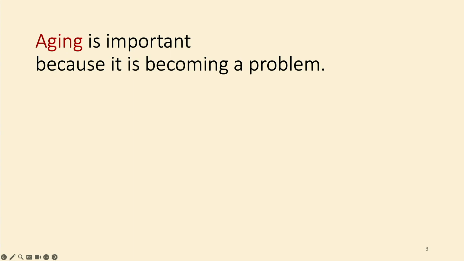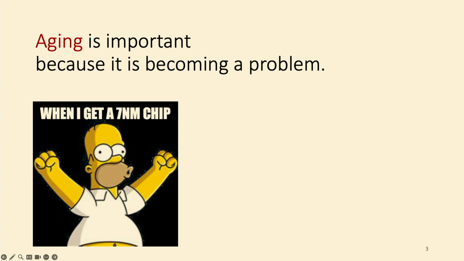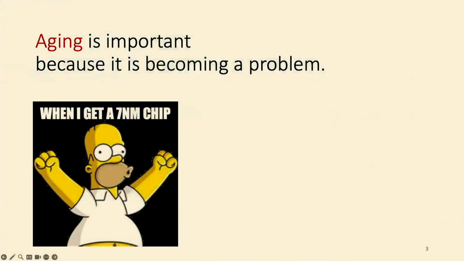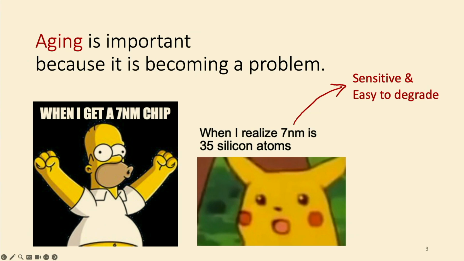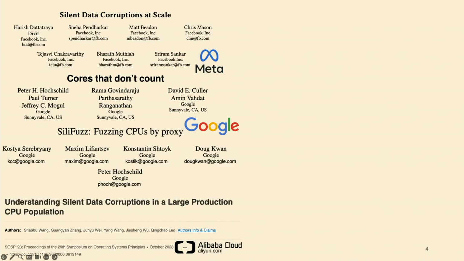So aging is important because it's becoming a problem. These days, we're very excited when we get 7 nanometers in a chip, or 5 nanometers, or sometimes 3 nanometers, right? But you're only excited till you realize that actually 7 nanometers is just 35 silicon atoms put next to one another. It's pretty small, actually. So the problem is, this is very sensitive and easy to degrade, and all of a sudden we could actually lose our excitement.